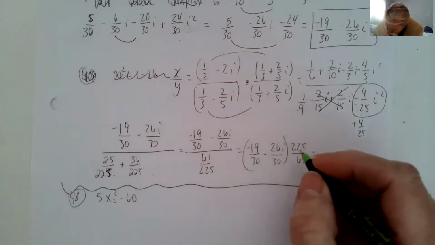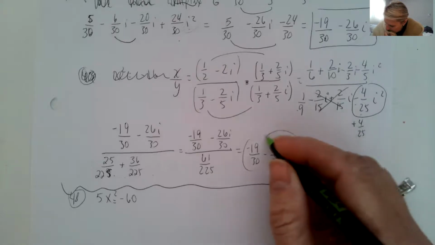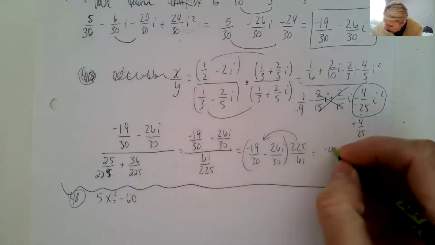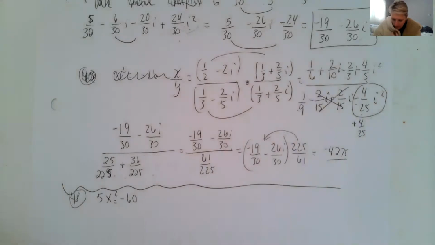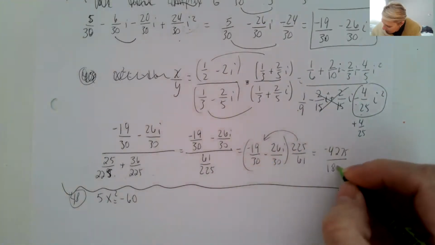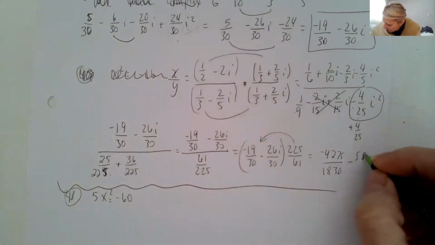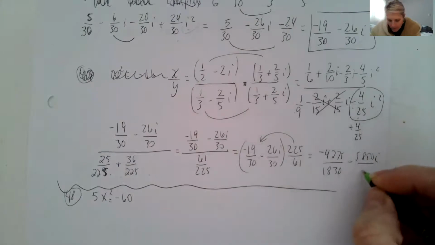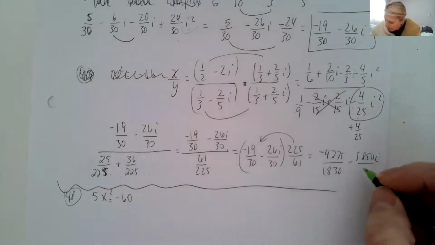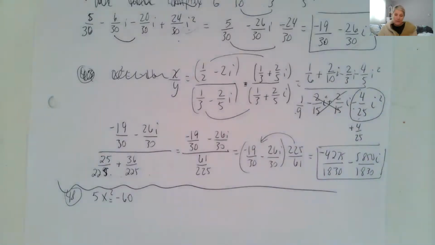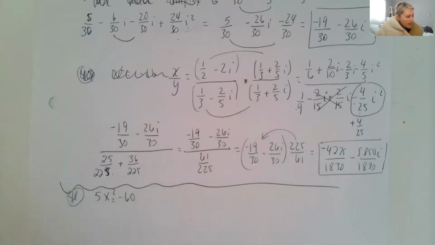Okay, so if we do this distribution, it's going to end up being a negative 275 over 1830 minus 5850 i over the 1830. So many fractions involved. Wow.